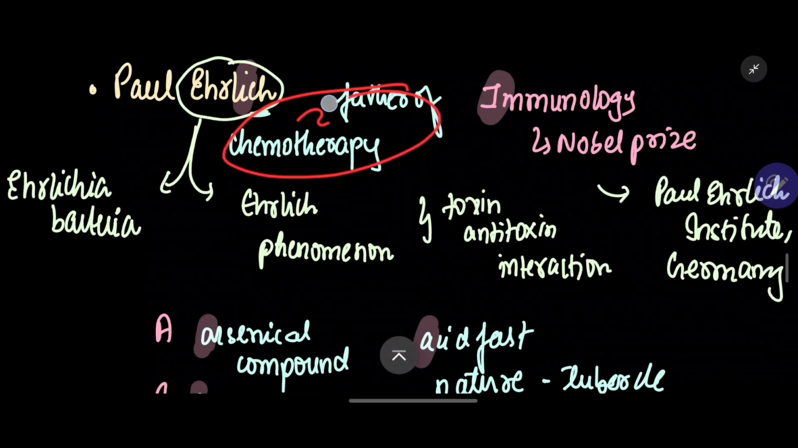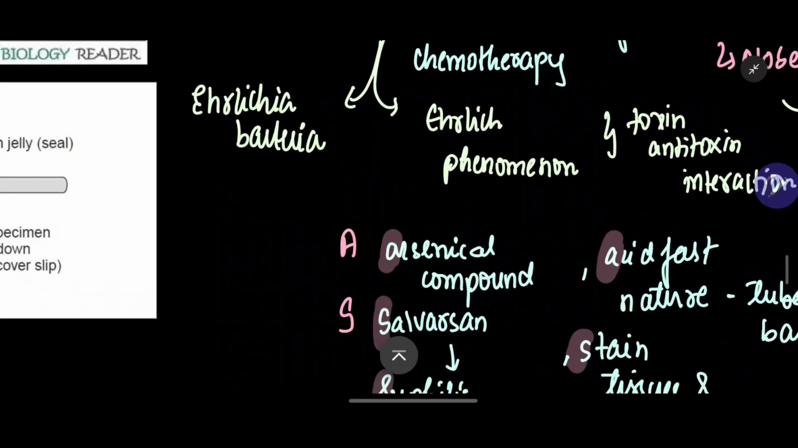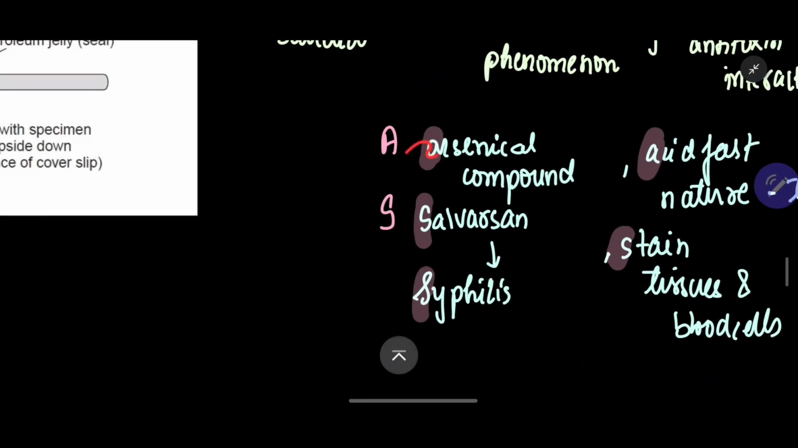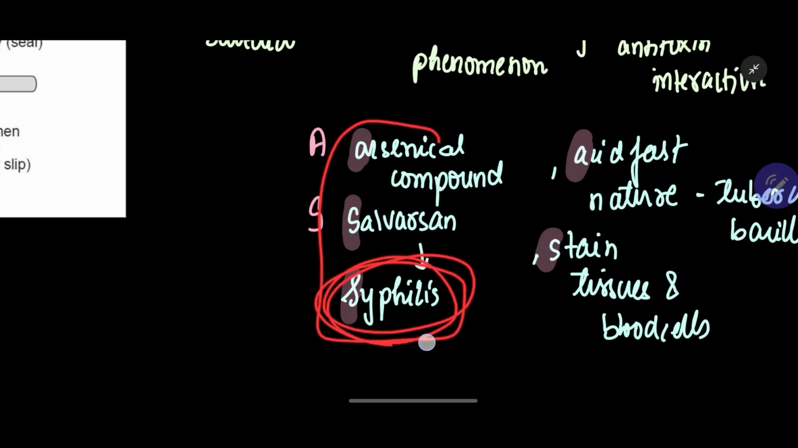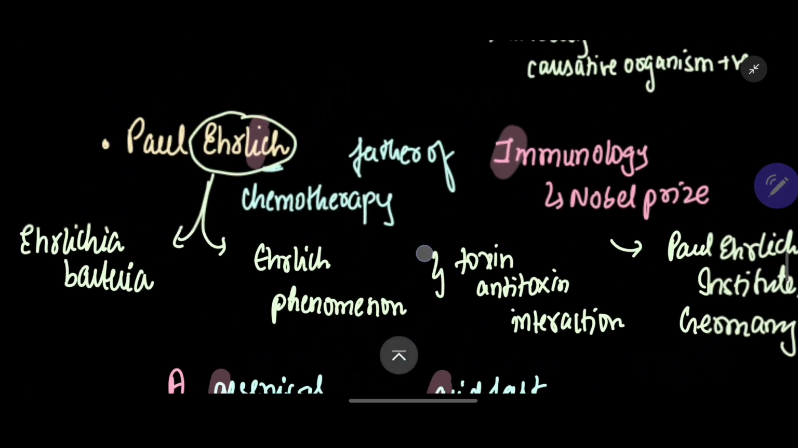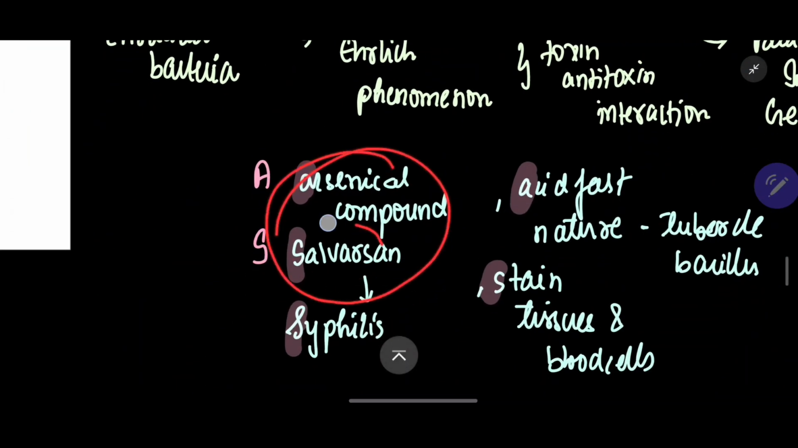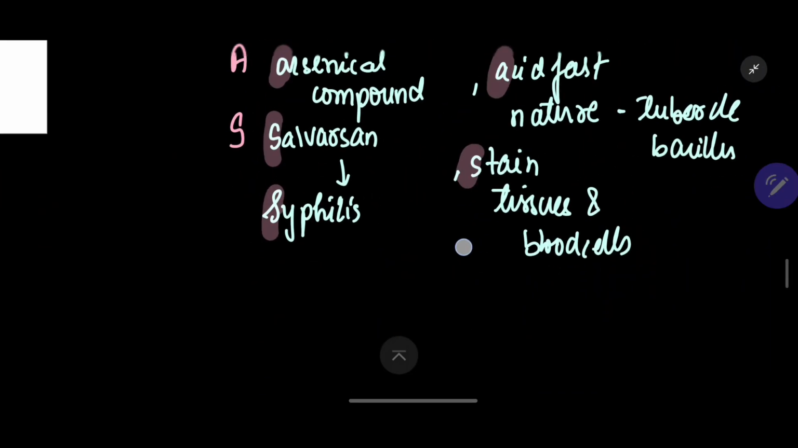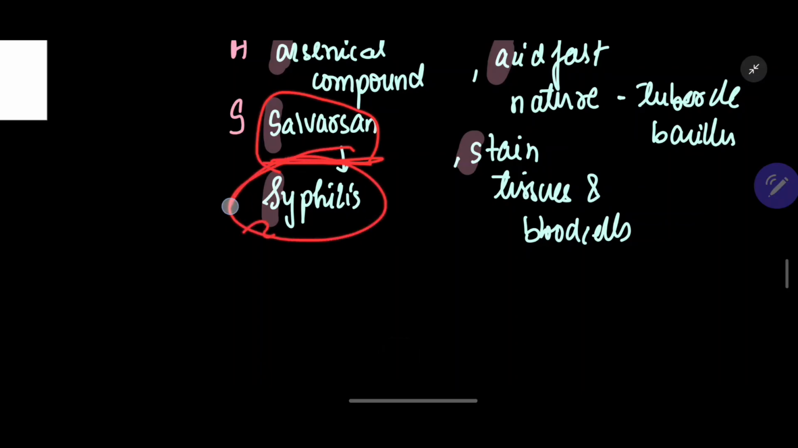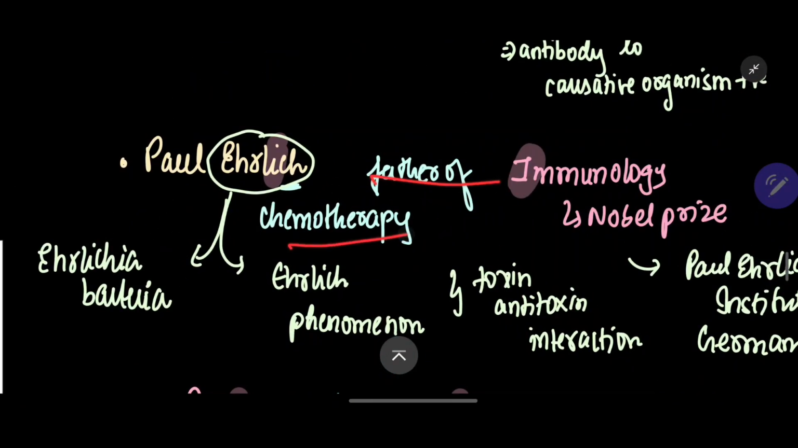Why is he the father of chemotherapy, you may ask? Okay, so this guy loves the word A and S, okay? And he discovered an arsenical compound, which is salvarsan. And he said that, oh, this can cure syphilis. So chemotherapy means therapy using chemicals. So he used arsenic compound salvarsan to treat syphilis, and this was the first time someone had used a chemical to treat a disease. So that's why he is called father of chemotherapy.